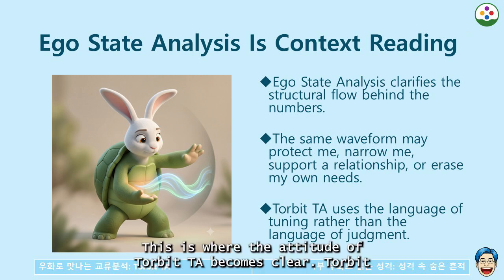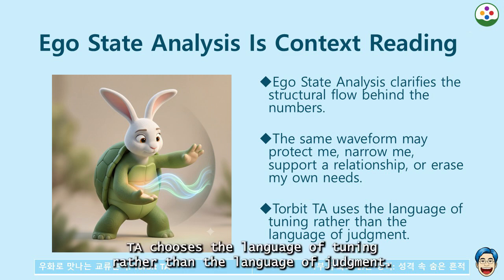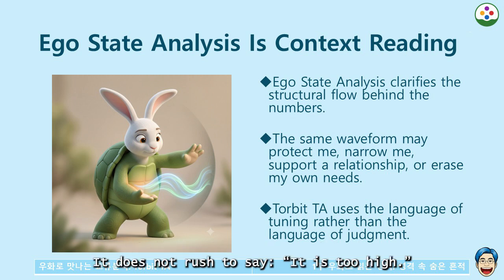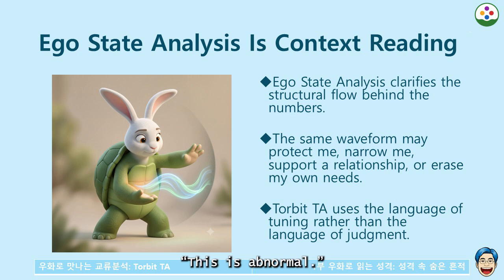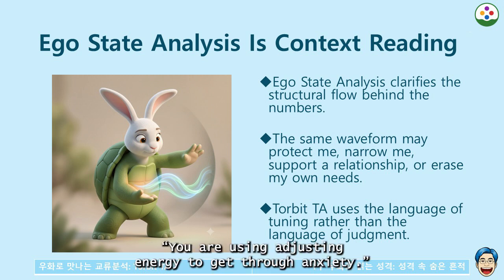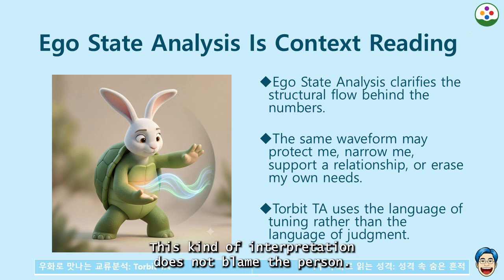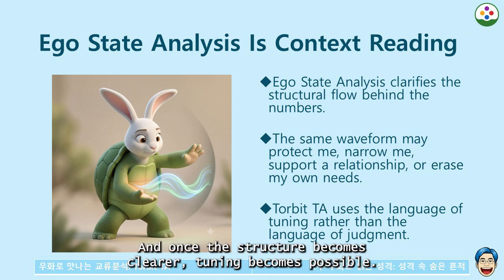This is where the attitude of Torbit TA becomes clear. Torbit TA chooses the language of tuning rather than the language of judgment. It does not rush to say, it is too high. This is a problem. This is abnormal. Instead, it may read the flow like this. You are becoming firm in order to protect yourself right now. You're using adjusting energy to get through anxiety. You're trying to hold on to an engine that has frozen. This kind of interpretation does not blame the person. It helps the person understand the structure. And once the structure becomes clearer, tuning becomes possible.